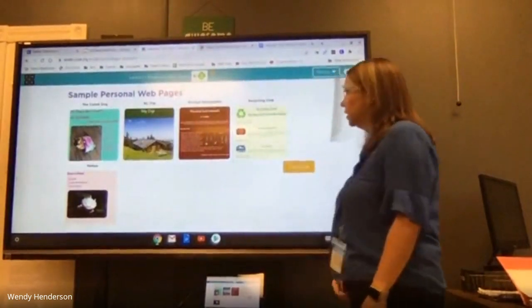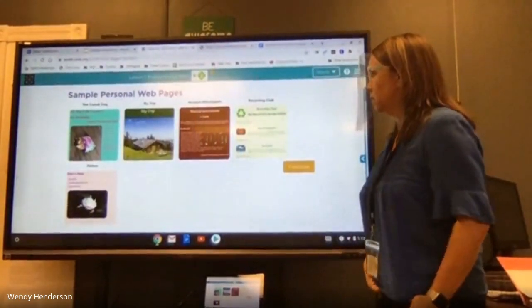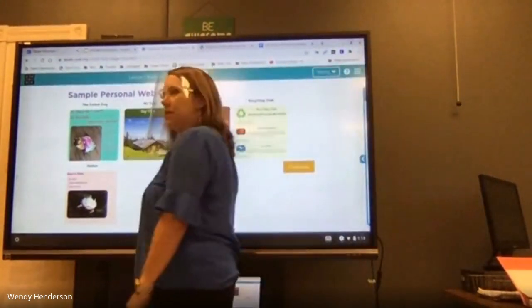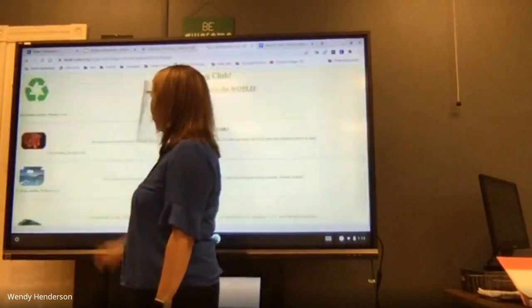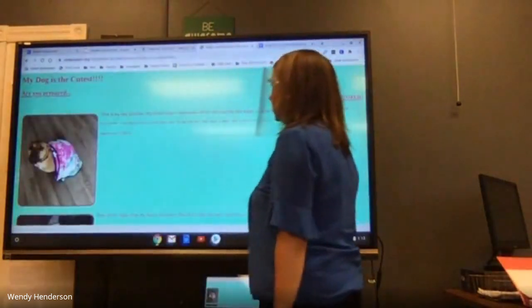Which one do y'all want to look at next? Dog. The cutest dog. Dog. Was it the picture that got y'all? Yeah. All right, let's look at my dog is the cutest.